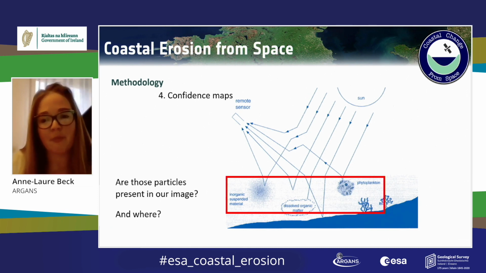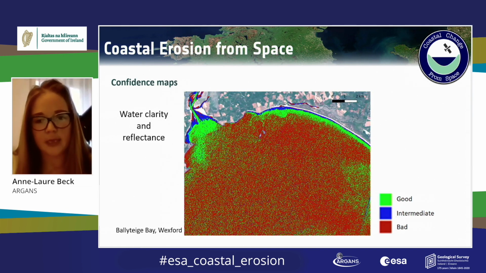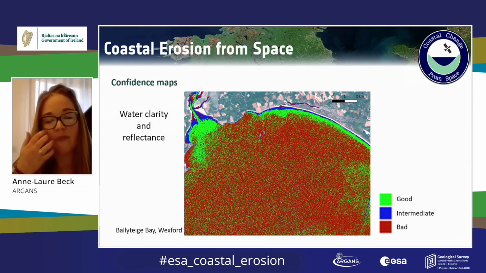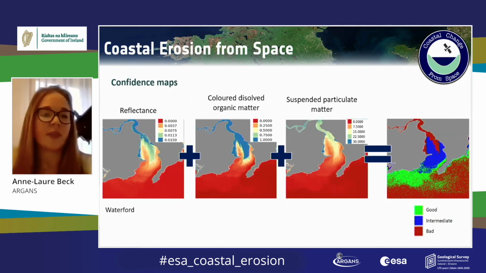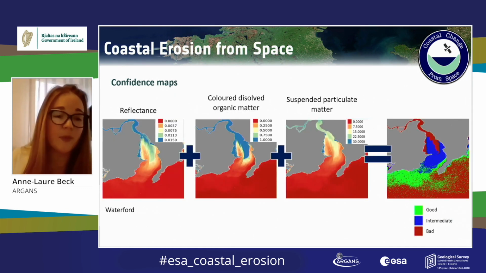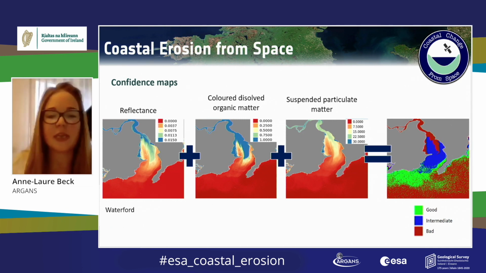Our confidence map has 3 different levels: good in green, intermediate in blue, and bad in red. Those levels are chosen depending on the reflectance information and the water clarity. So first, we look at the reflectance. We need a realistic positive value. And then we look at the different concentrations of particles in the water column. On one hand, we have the colored dissolved organic matter, and on the other hand, the suspended particulate matter. Depending on their concentration, we can evaluate the water clarity and then have a confidence score for our bathymetric chart.